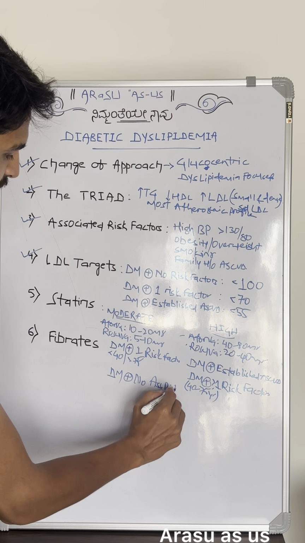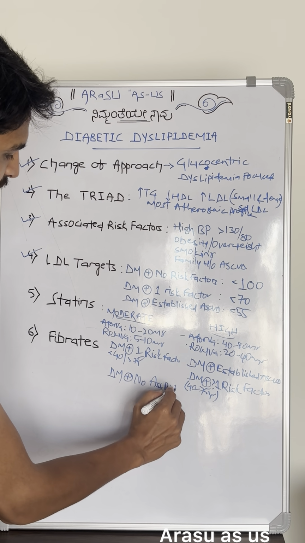Suppose the individual is diabetic plus no risk factors, but the age is less than 40 or more than 75, then no statin therapy, no statins are required. So this is the thing we have to consider when we are dealing with a case of diabetic dyslipidemia.